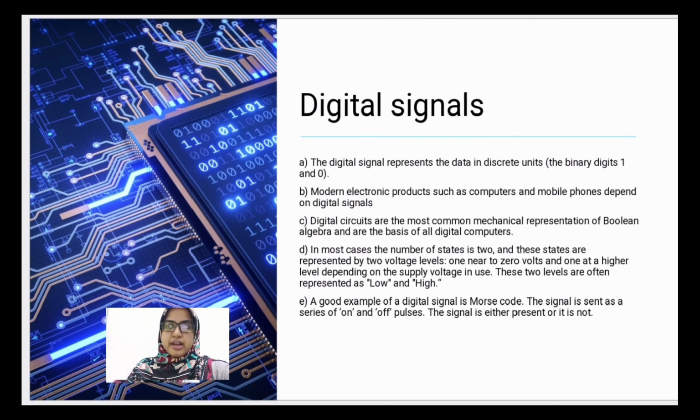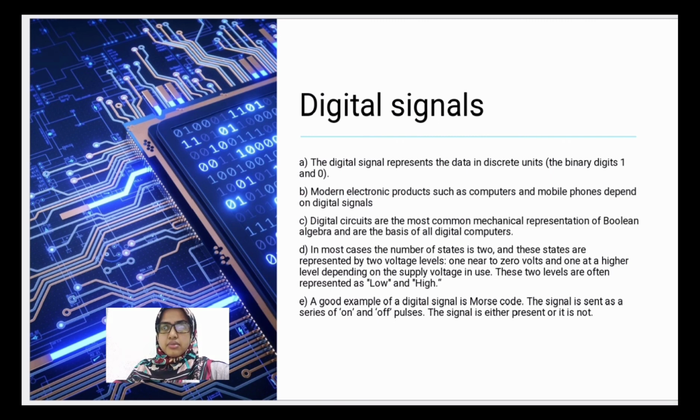And then we look at digital signals. Digital signals represent data in discrete units. These are the binary digits 1 and 0. Modern electronic products such as computers and mobile phones depend on digital signals. Digital circuits are the most common physical representation of Boolean algebra and are the basis of all digital computers.